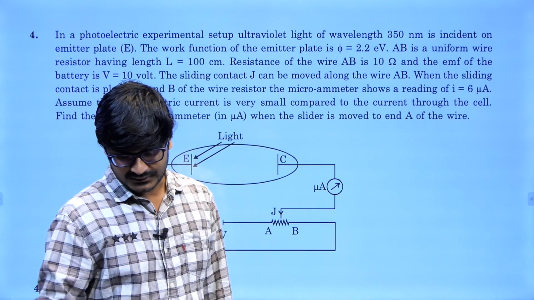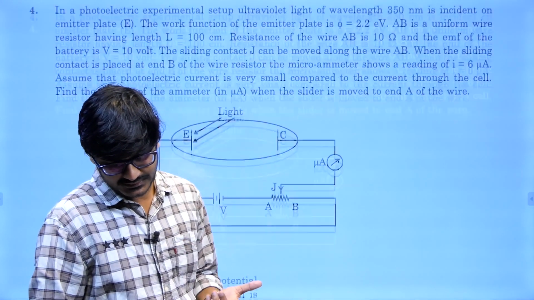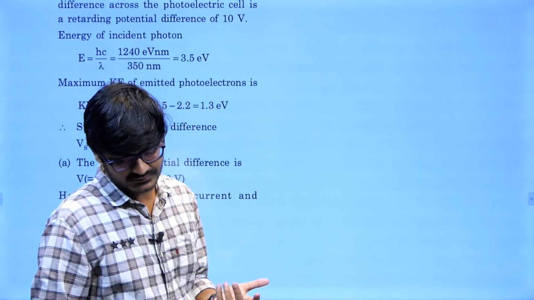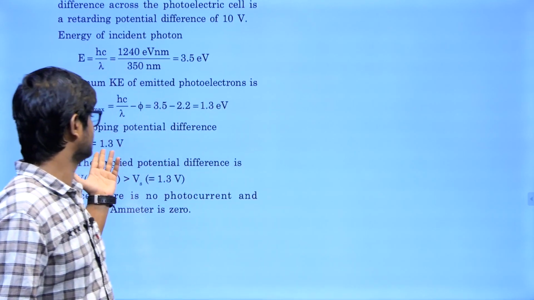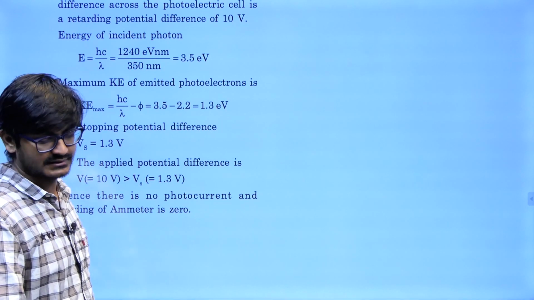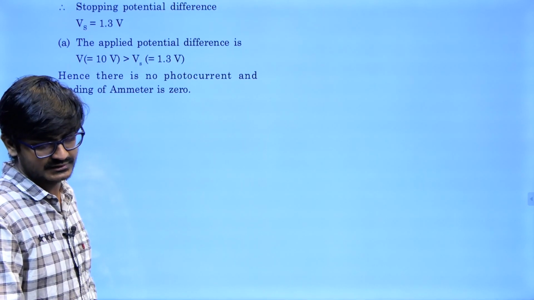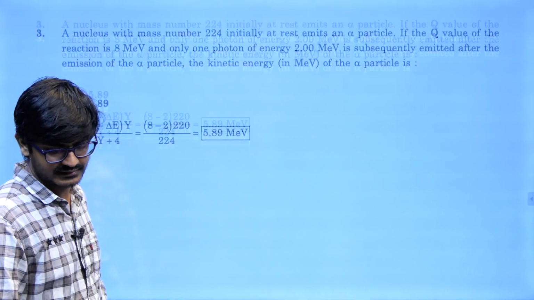Okay, similarly the next question, you can read the question, and I think the solution is sufficient. The stopping potential needed is only 1.3, but the potential you are applying is 10, so there won't be any photo current.